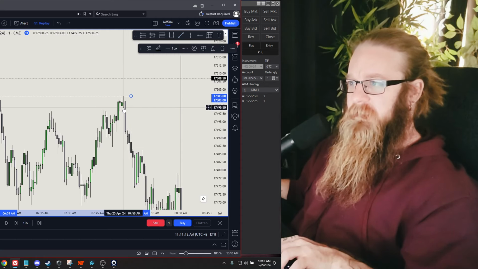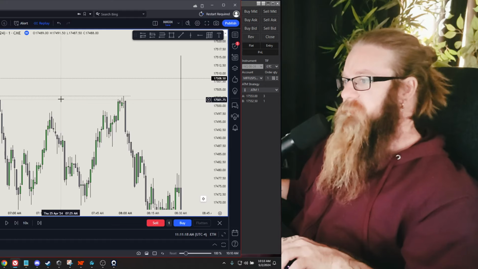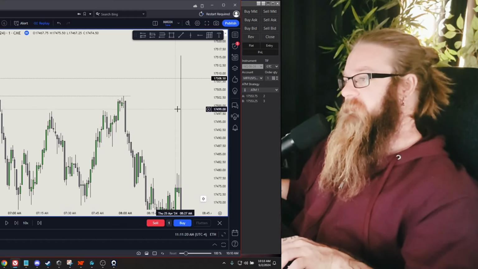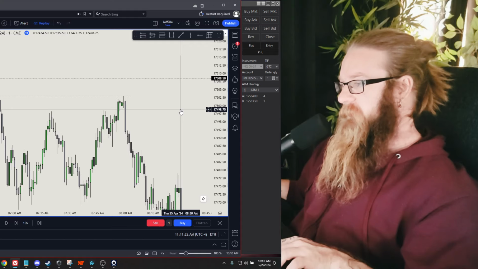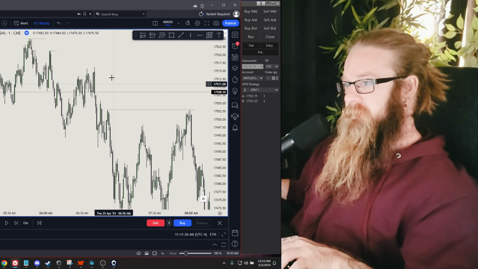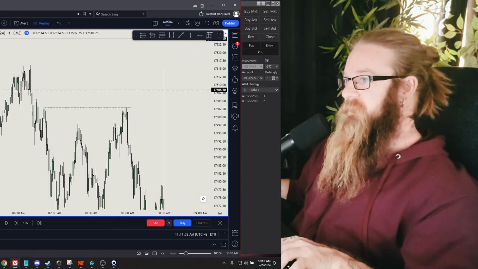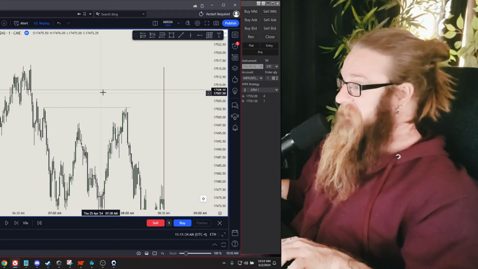Let's see. 17503 is the high there. So those are very nice, perfect equal highs. And the 8:30 news swept those beautifully. Notice it didn't give two flying Fs about the equal highs left up here because they don't matter. Okay? I promise.